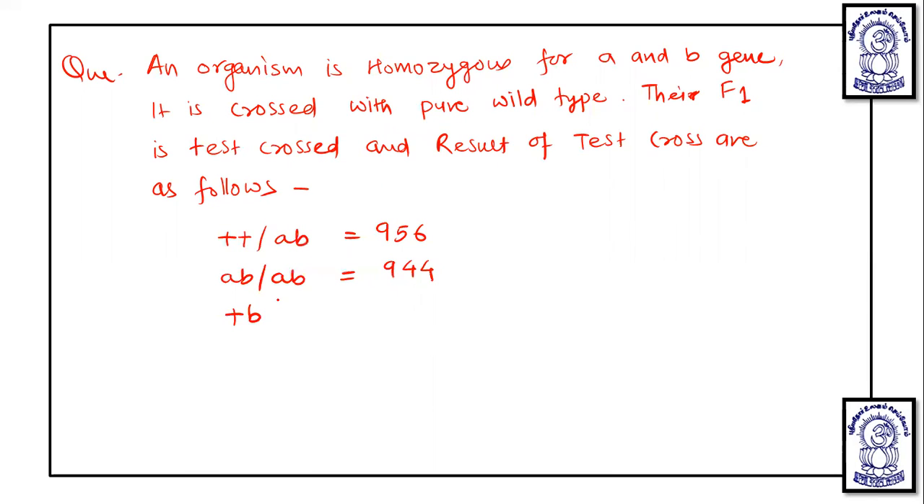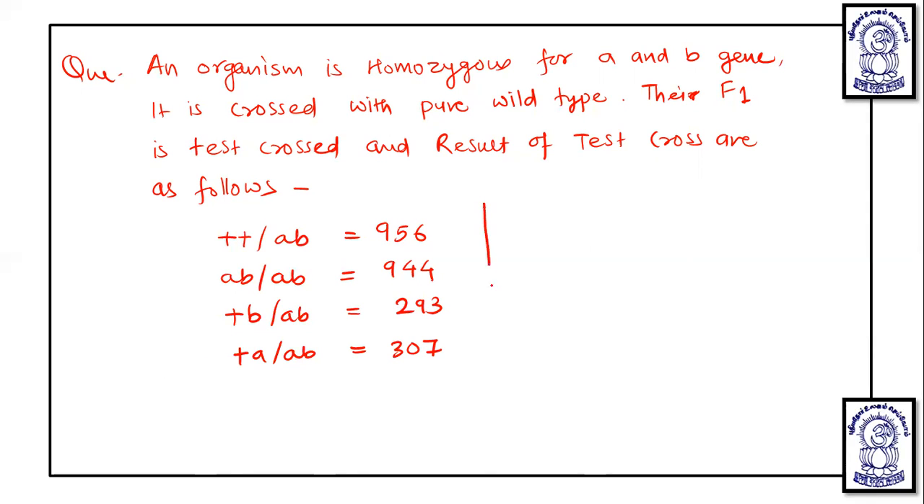Plus B slash AB is equal to 293, and plus A plus B are 307. Okay, so now these are the results.